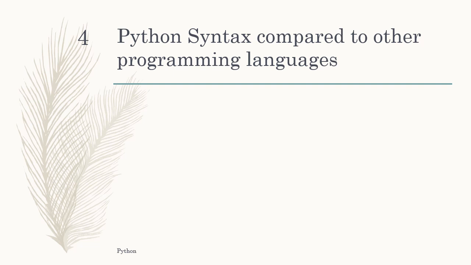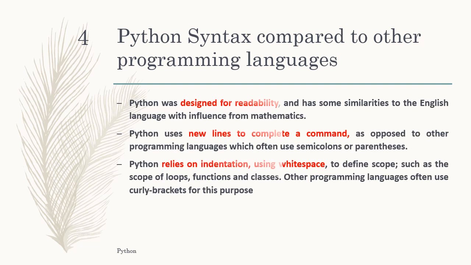How can we compare Python syntax to some other programming languages? Python was designed for readability and has some similarities to the English language with the influence from mathematics. Python uses new lines to complete a command, as opposed to other programming languages, which often use semicolons or parentheses. Python strictly relies on indentation, using white space to define scope, such as the scope of loops, functions, and clauses, whereas other programming languages often use curly brackets for this purpose.